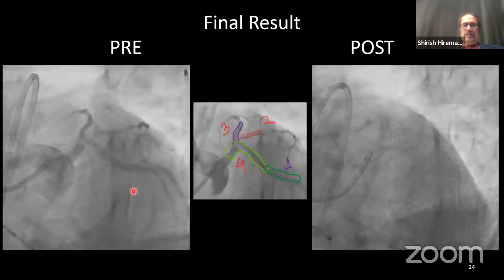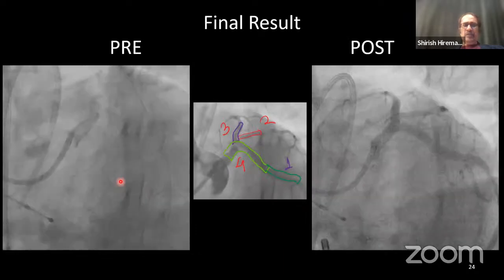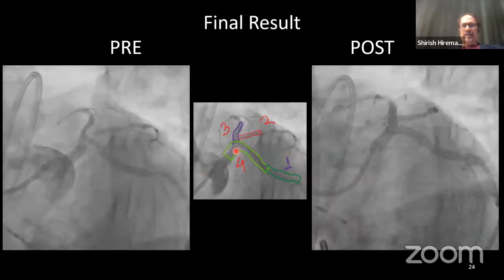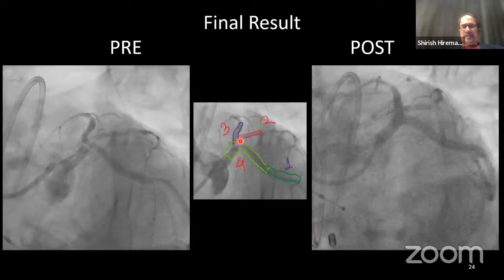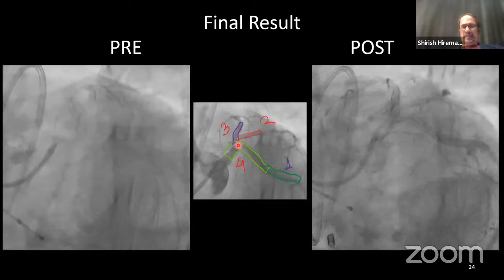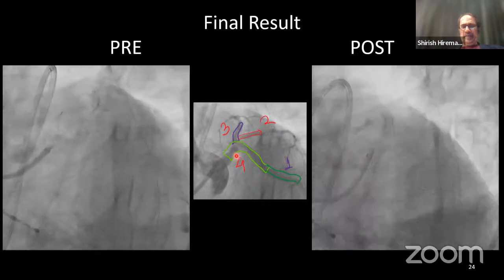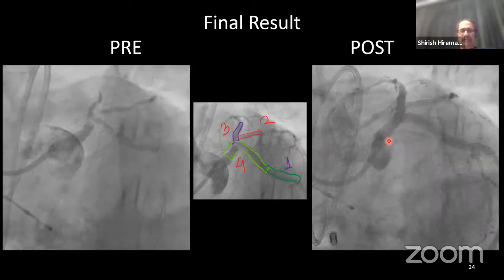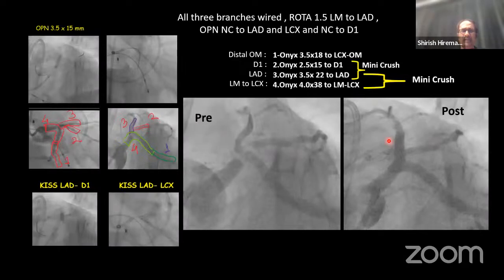So this is the pre, a trifurcation at the distal left main. This is the final result of the 3 stents, the mini crush technique. And this is the contrast, showing good flow in all the vessels on the left side. See, the case is very important. So this is actually a kiss between LAD and D1, and this is a kiss between LAD and circumflex.